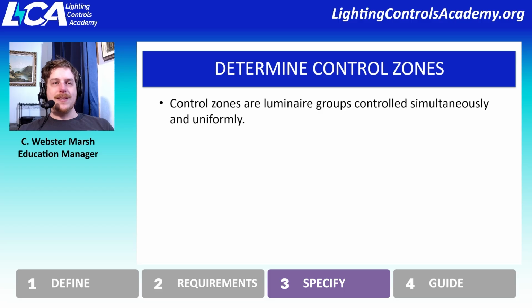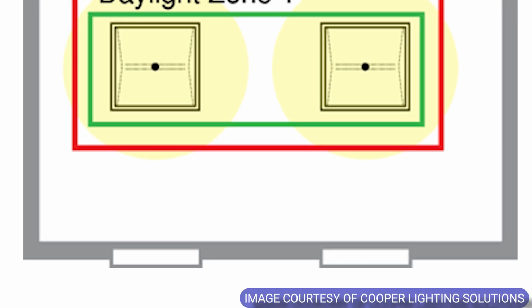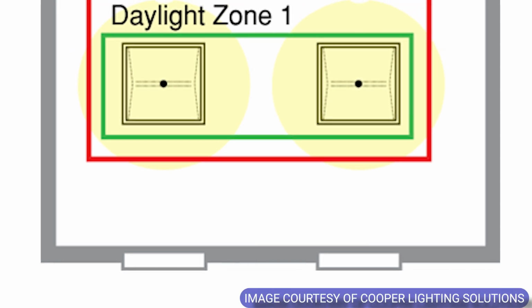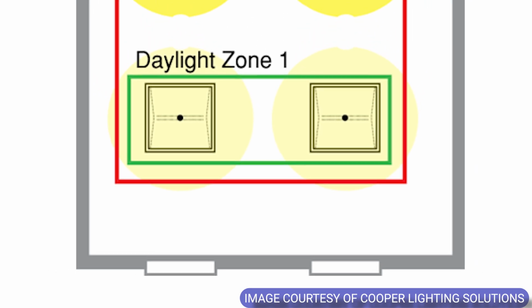So when we say zoning, if you're unfamiliar with this term, we're talking about how we're grouping the fixtures and controlling them simultaneously and uniformly. So if we have a bank of light fixtures that are right next to the window, we might want to control them all together in a single zone. Control zones can, in general, be matched to the daylight zones.